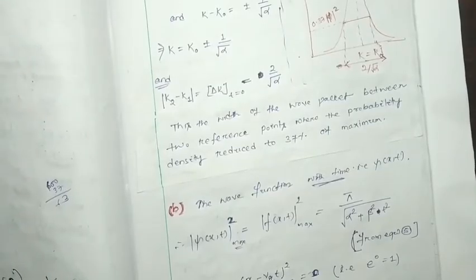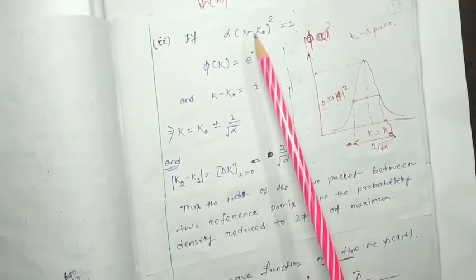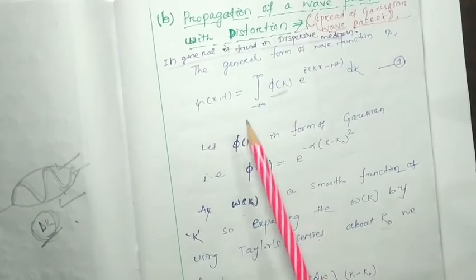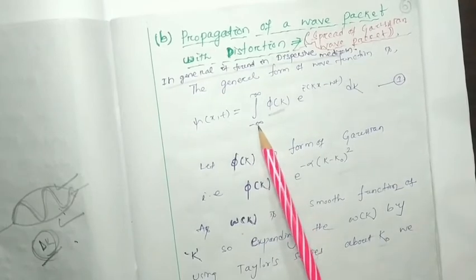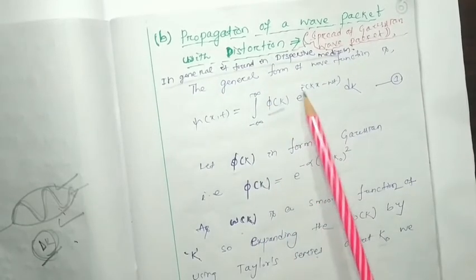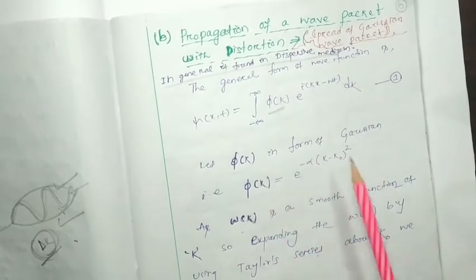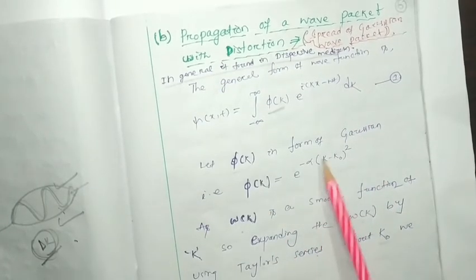That if alpha into k minus k0 square equal to 1, means here we have represented this probability density in the configuration space. Suppose we are going to consider the k space, then we have to consider the first equation, this one, that is psi x,t equal to integral from minus infinity to plus infinity phi k e to the power i(kx minus omega t) dk, where phi k has been considered as e to the power minus alpha into (k minus k0) square.